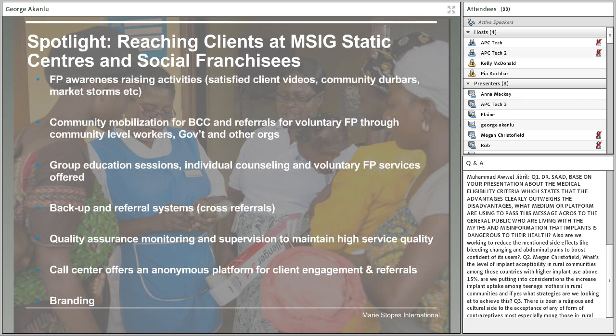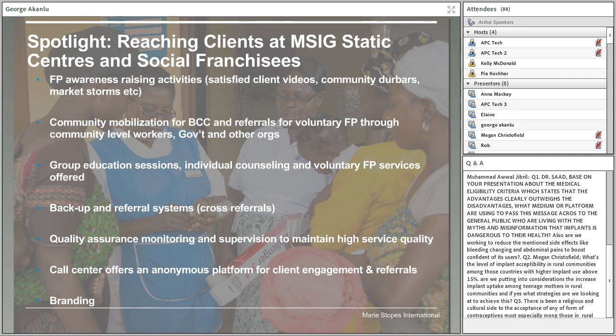Up until 2015, implant services were only provided by a midwife. But thanks to some work that has been done by Marie Stopes Ghana, the Ministry of Health and other partners, the Ghana Health Service has now approved that trained and certified community health nurses can now provide implants. And Marie Stopes plays a key role in training these community health nurses and certifying them so they can provide implant services. Just some of the key things that we do in reaching out to our clients.